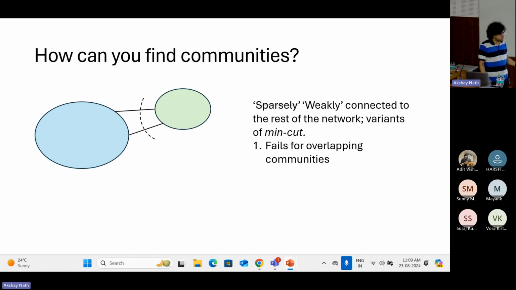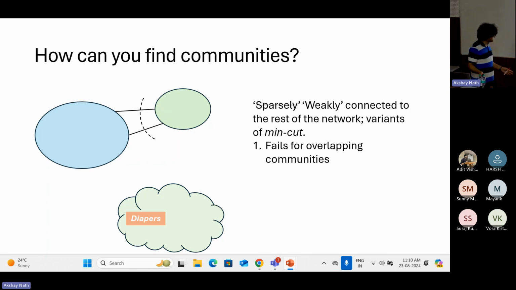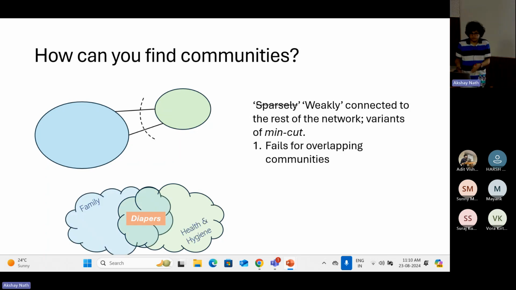This is not a terrible start, but first of all, it will fail if your communities are overlapping, and this is a problem that appears a lot in real life. For example, if you look at a product catalog on e-commerce, take diapers, which for some reason is a very popular example. I've seen people give it a lot. If you look at the taxonomy tree, it'll be in health and hygiene, it'll be in families, and it'll be in a lot more than just that. So anything that does this will never find the right communities here, because there are no actual min cuts like that in your graph.